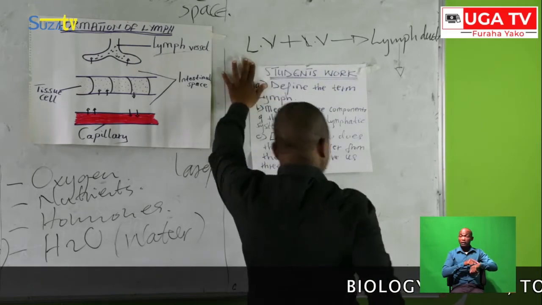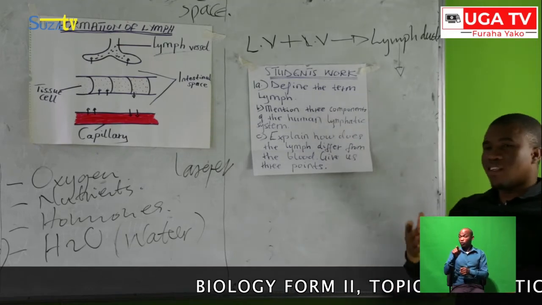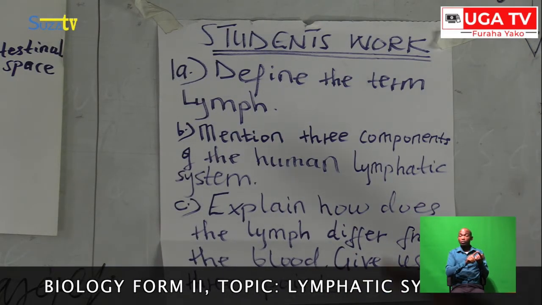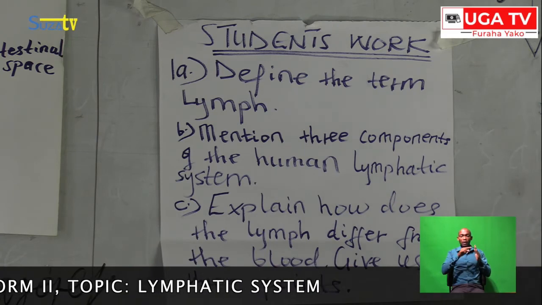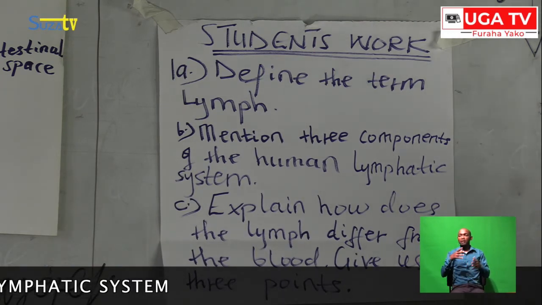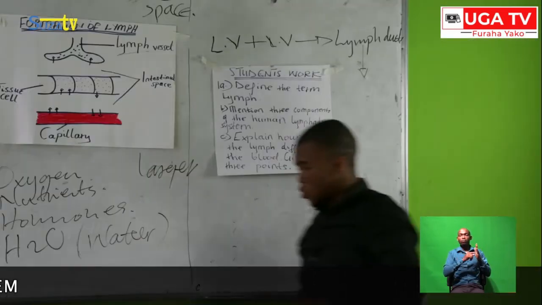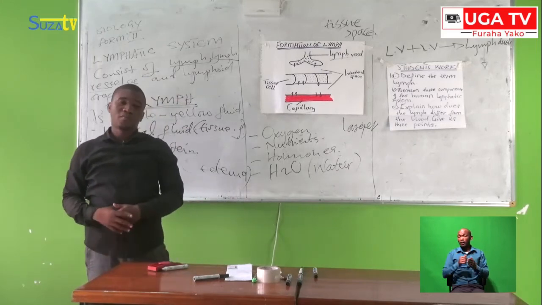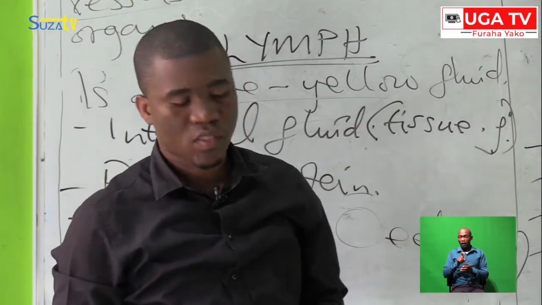Now is the time for work. We have a little work for you. It's just some questions you will take and do. The first question is: define the term lymph. After that, mention 3 components of the human lymphatic system. And the third one, I mean C, explain how lymph differs from blood. Give 3 points, as we learned much concerning that aspect. Up to here, if you have any questions, problems, or additions, you may add and ask.